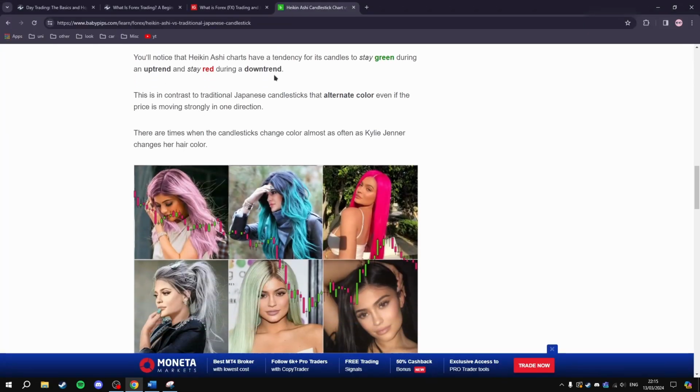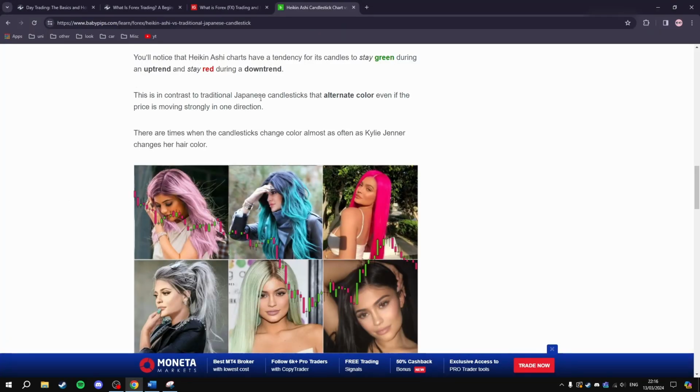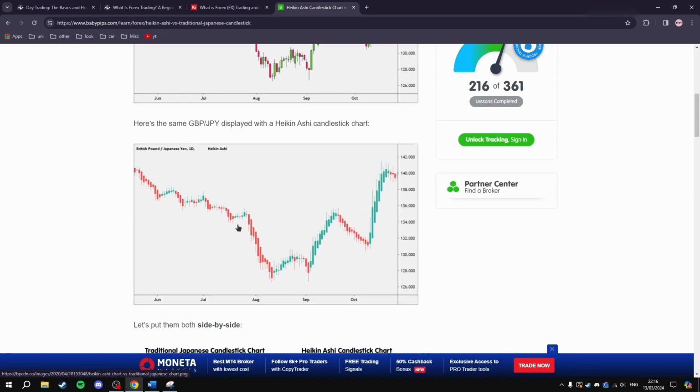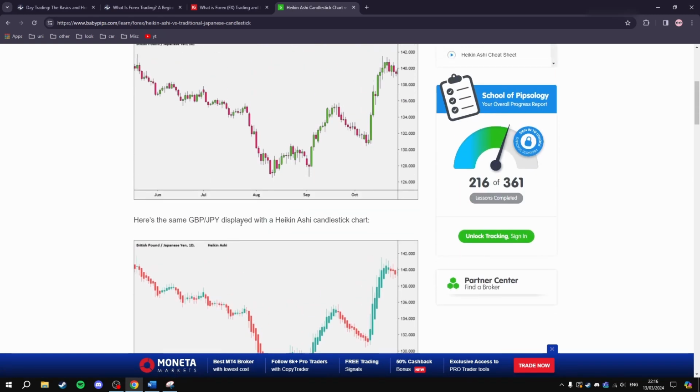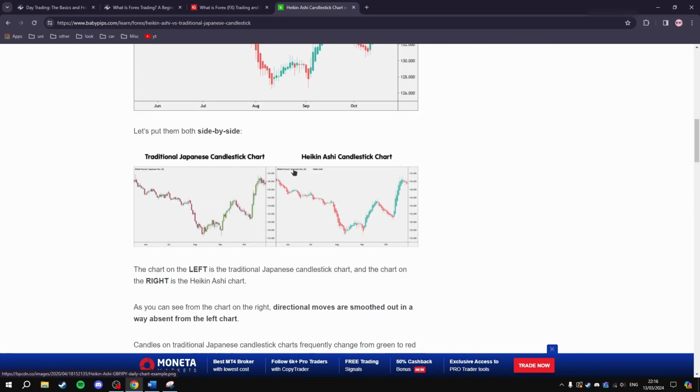You'll notice that Heikin Ashi charts have a tendency for candles to stay green during an uptrend and stay red during a downtrend. Yep. This is in contrast to traditional Japanese candlesticks that alternate color even if the price is moving strongly in one direction. Oh, so for example, there's a bit of red in here, but all that is just all green because it's overall in an uptrend, right? I'm assuming that's what it means.